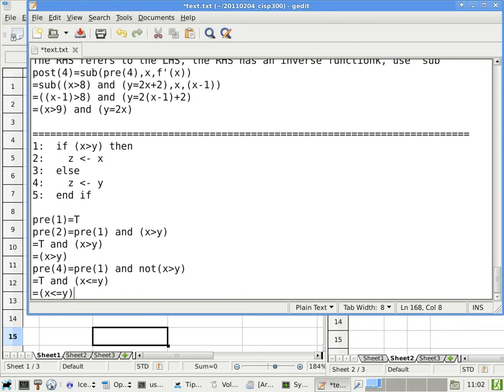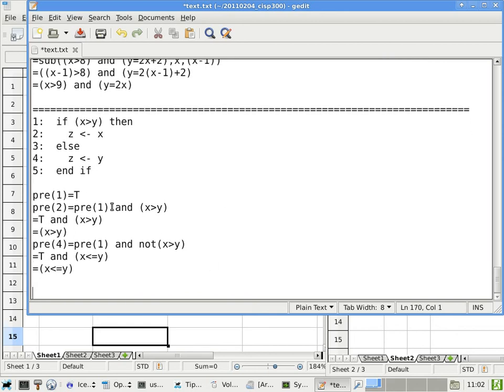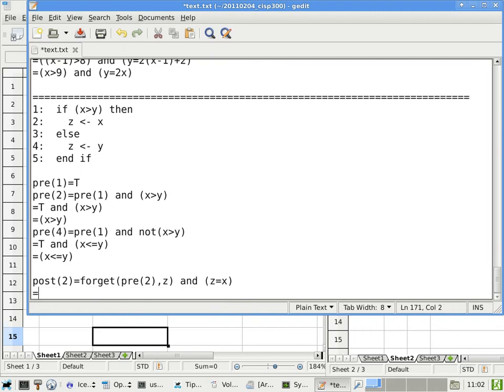Now, we have to go from pre-2 to post-2. Post-2 is going to be based on the forget operation. I'm not spelling out all the steps here because I'm in a hurry. We are going to forget everything that we know about z, but I'm going to add the fact that z does equal x after that statement. Does pre-2 mention anything about z? No. Pre-2 mentions something about x is greater than y, but nothing about z, so we get to keep all that stuff.